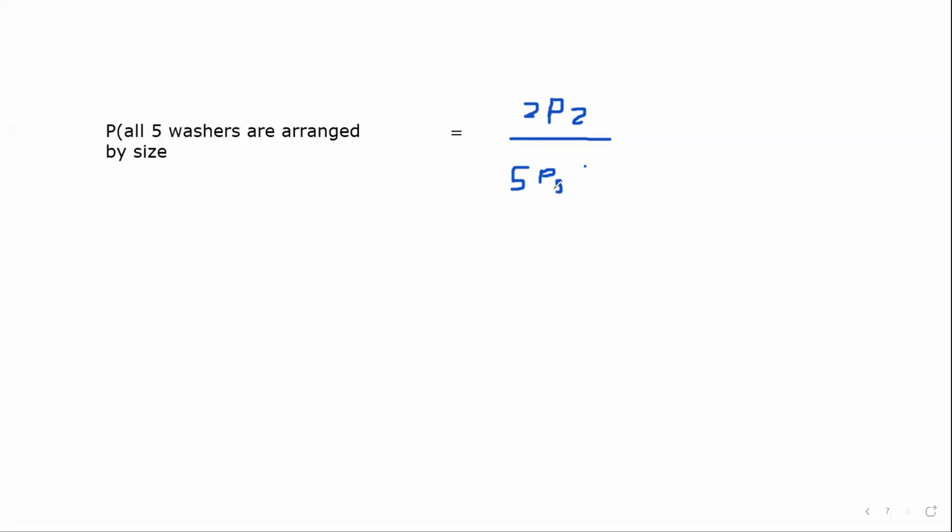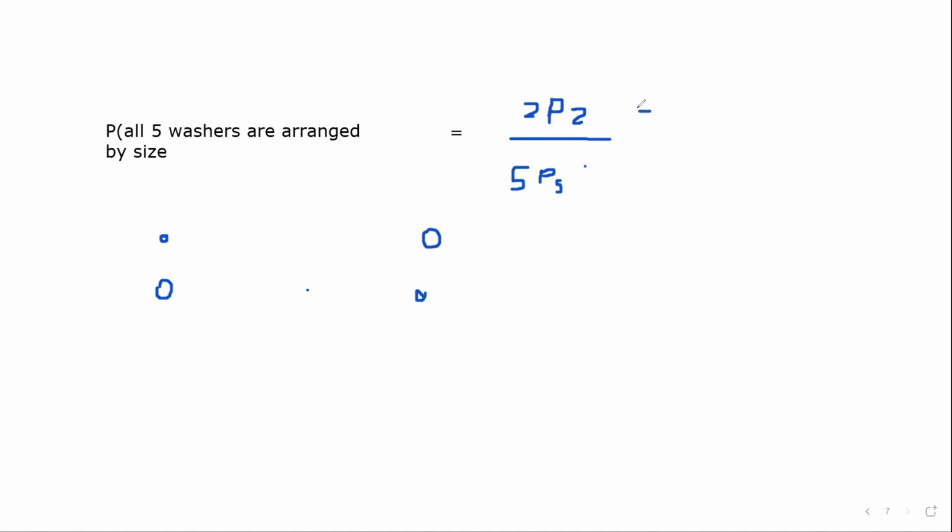Either I'm going from the smallest washer here, let's say this one, to a big washer over here, or I'm going from a big washer over here to a small washer here. So this 2 permute 2 on top is just reflecting that. Either I'm going from the smallest to the largest or the largest to the smallest. And I have 5 permute 5 because I don't have to set it up this way, but I have to have it this way to work.